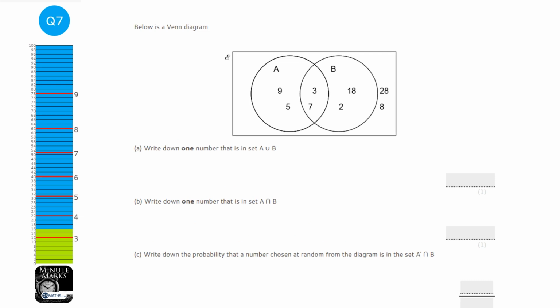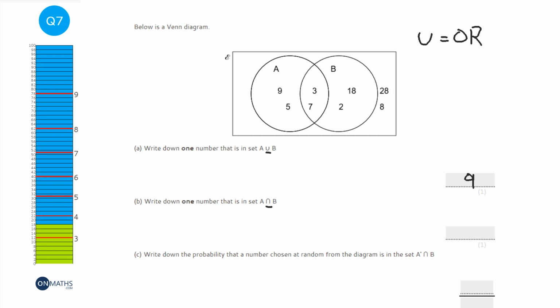Okay, for Venn diagrams, it's really important to understand the notation. This symbol here means union, it just means or. It means it can be in A, or it can be in B, or it can be in both. So it's any number inside either circle. So I could have 9, 5, 3, 7, 18, or 2. Let's go for 9. But the other 5 would be correct.